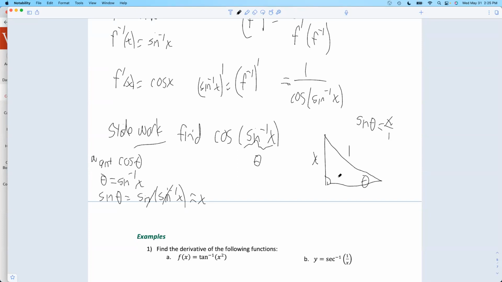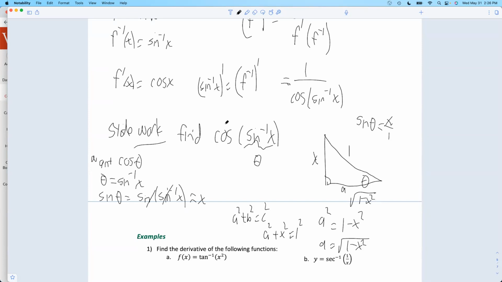How are we going to find this side? Pythagorean: a squared plus b squared equals c squared. So maybe we'll call this guy a. A squared plus x squared will equal 1 squared, or a squared equals 1 minus x squared, or a equals the square root of 1 minus x squared. Now, technically, we would need a plus or minus there, but because of the domain we're in, we know we want a positive value here. So this side is the square root of 1 minus x squared.